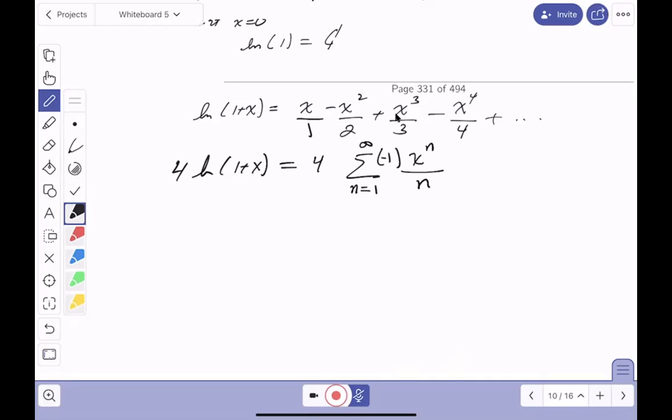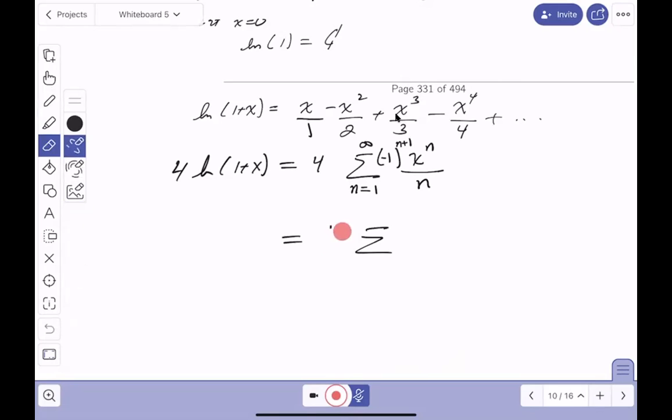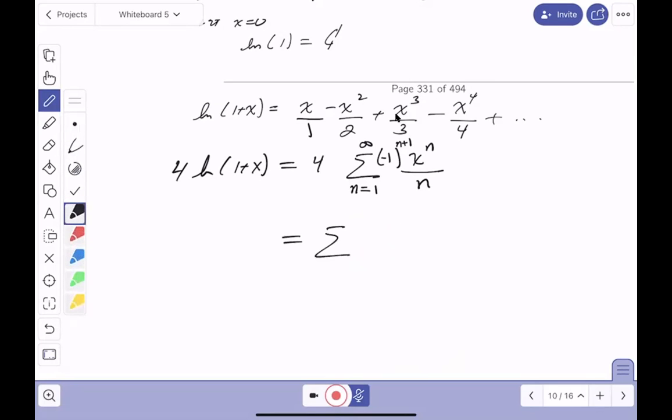And how's it starting out as positive? So it's going to be n plus 1. All right, I think I'm done. I'm just going to neaten up a little bit. You know what? I'm going to pull a 4 on the inside. The sum from n equals 1 to infinity of minus 1 to the n plus 1 times 4 x to the n over n.